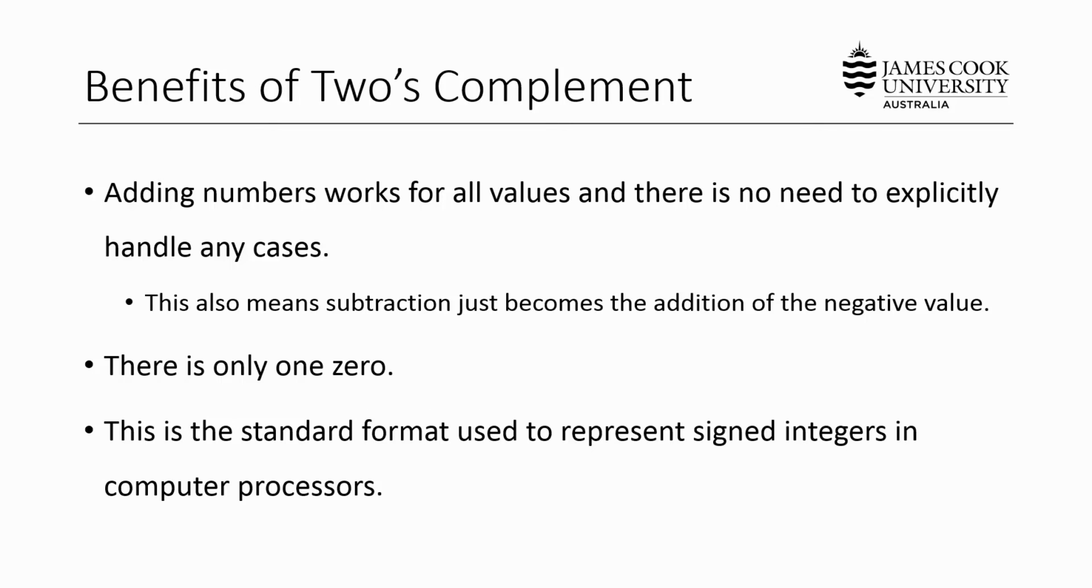So the benefits of 2's complement are that adding numbers will work for all the values, and there's actually no need to handle any explicit cases. This means that it's the most efficient method, and it works for everything. It also means subtraction just becomes the addition of a negative value, which is exactly what we want. There's only one 0, which is another benefit, and it's also the standard format used to represent signed integers in most computer processors.